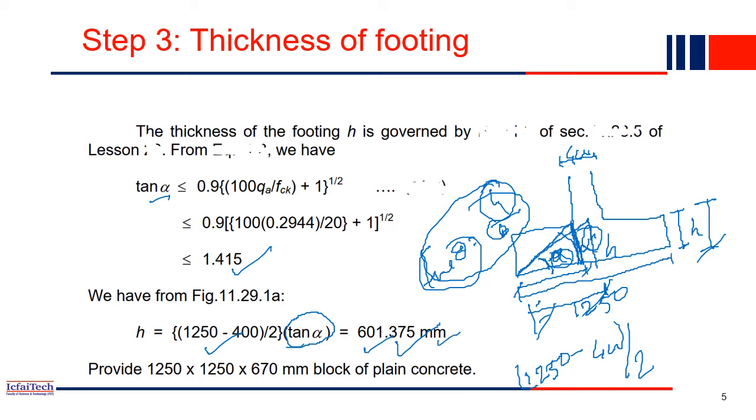So let's provide 670, because 601 is the minimum, so let's provide extra with clear cover and all. 670 mm, you can provide 650 or 700, anything is fine. So we provided 1250 into 1250 as the plan area, and the height is 670, a plain concrete block for the foundation, footing purpose. So that is our step 3.